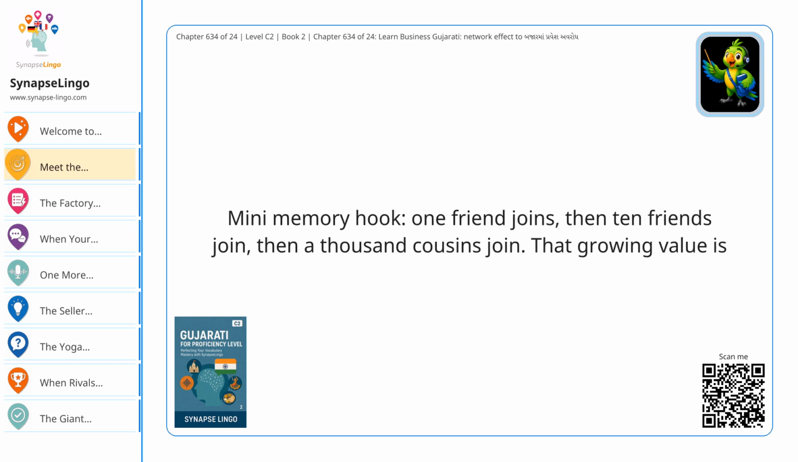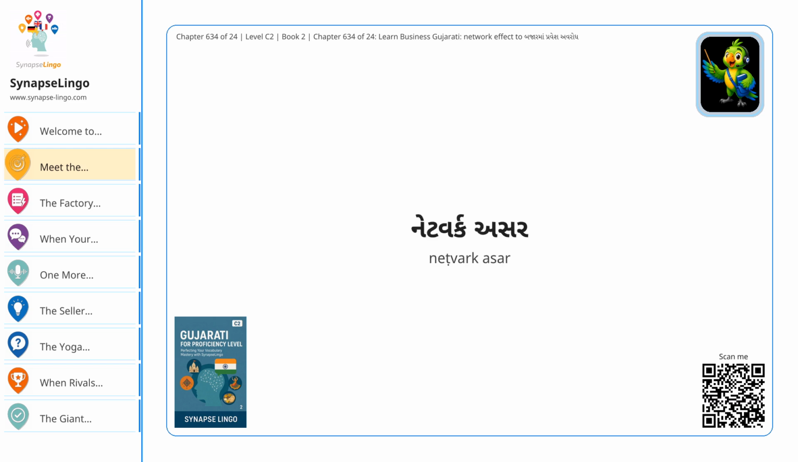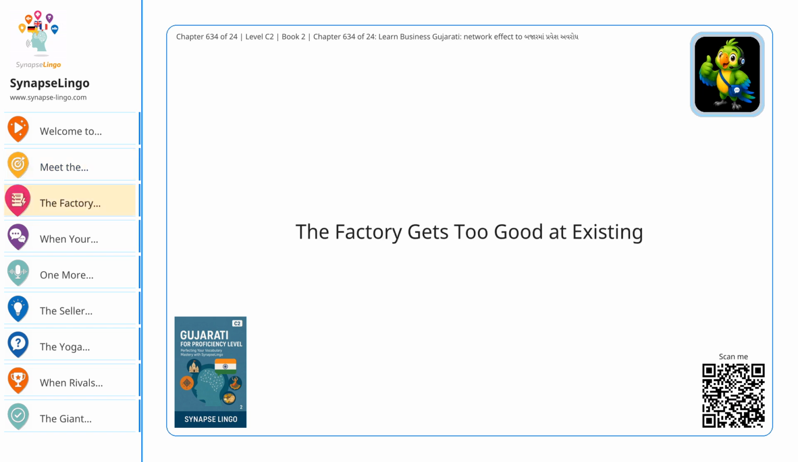Mini memory hook. 1 friend joins, then 10 friends join, then 1,000 cousins join. That growing value is નેટવર્ક અસર. More users, more value.